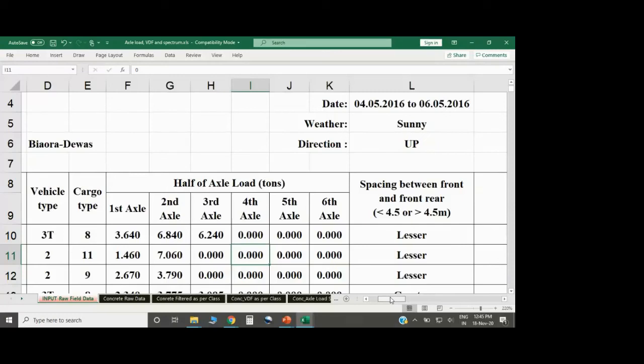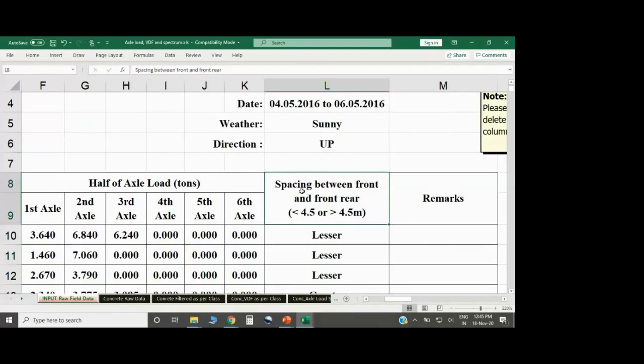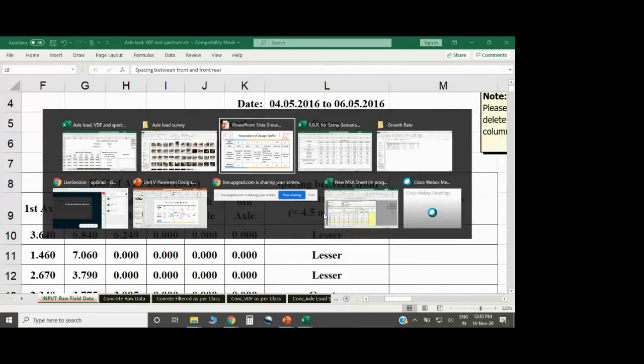And then you have to note down the spacing between front and rear, whether it is greater or less than 4.5. You'll come to know this when we discuss rigid pavement in detail, but for now just remember that there is something called the spacing between front and rear. Now what is this spacing? Again, let me show you the photographs.